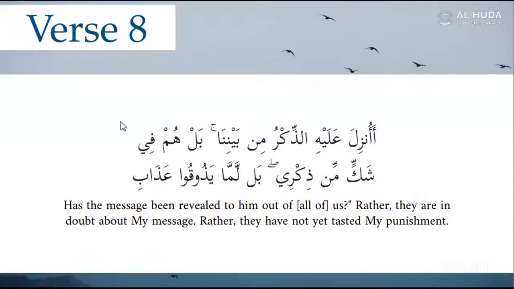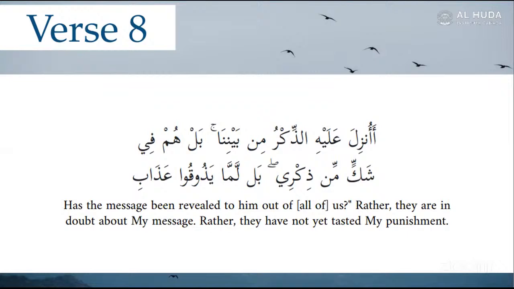But the people who are in denial, they oppose the truth. They're too arrogant to accept and submit. And they said, he's not noble enough to be receiving this message. Which is actually a lie, because they themselves described him as Sadiq and Amin.